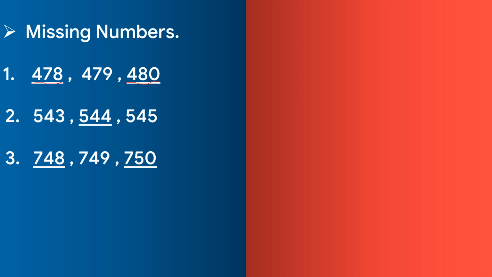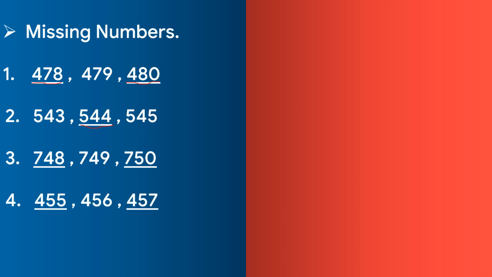543. Then this blank is considered as the missing number. And then 545. Here the blank is given between these two numbers. That's why it is considered as a between number. So which number lies between 543 and 545? It's 544. So this 544 is your answer.